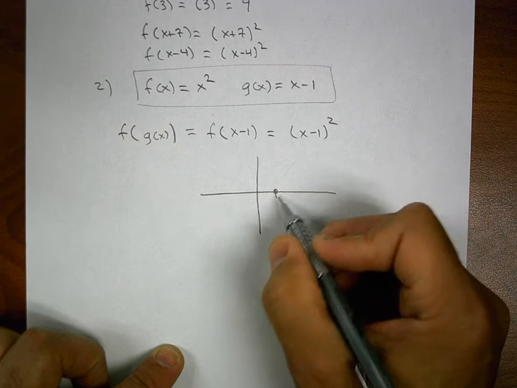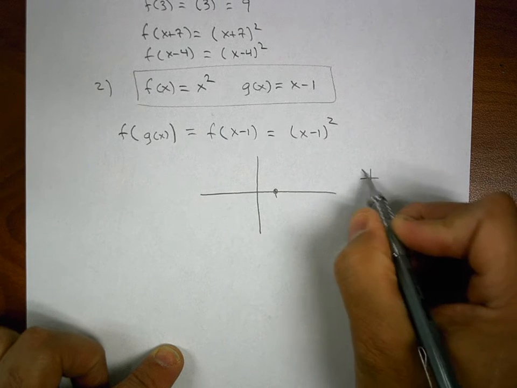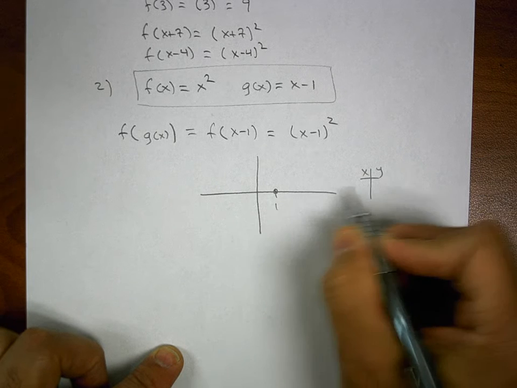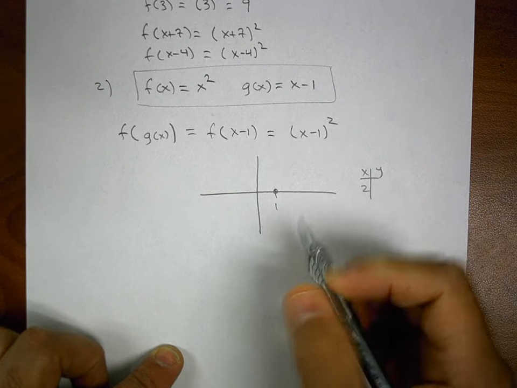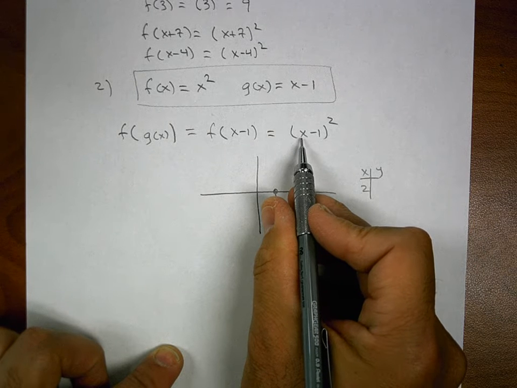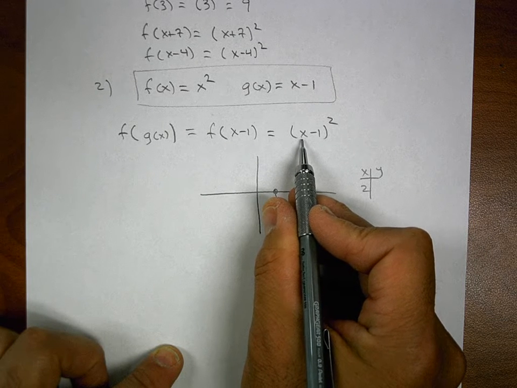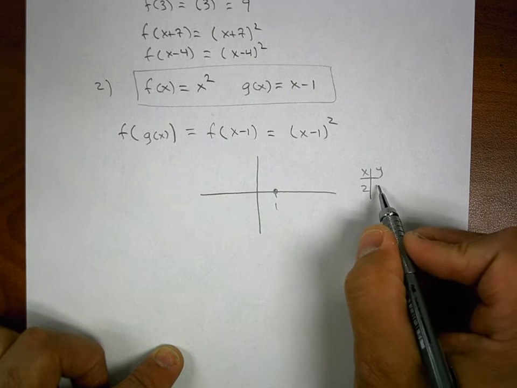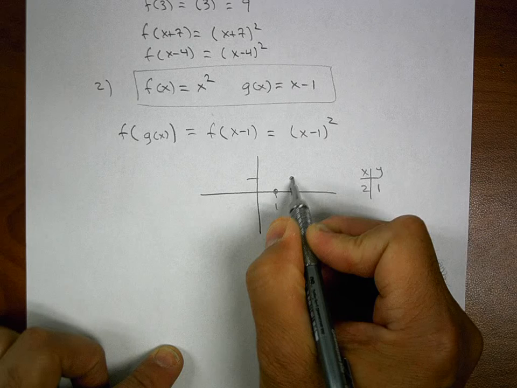Let's just pick one more number. What do you want to plug in? 2 is a good one. If you pick x equals 2, what's y? 1. 2 minus 1 is 1, squared is 1. So 2 comma 1. There you go.